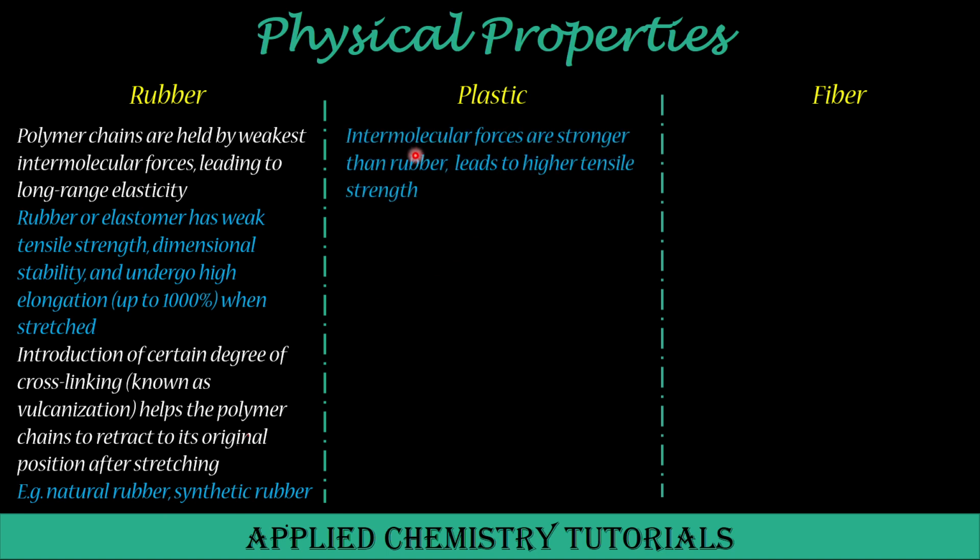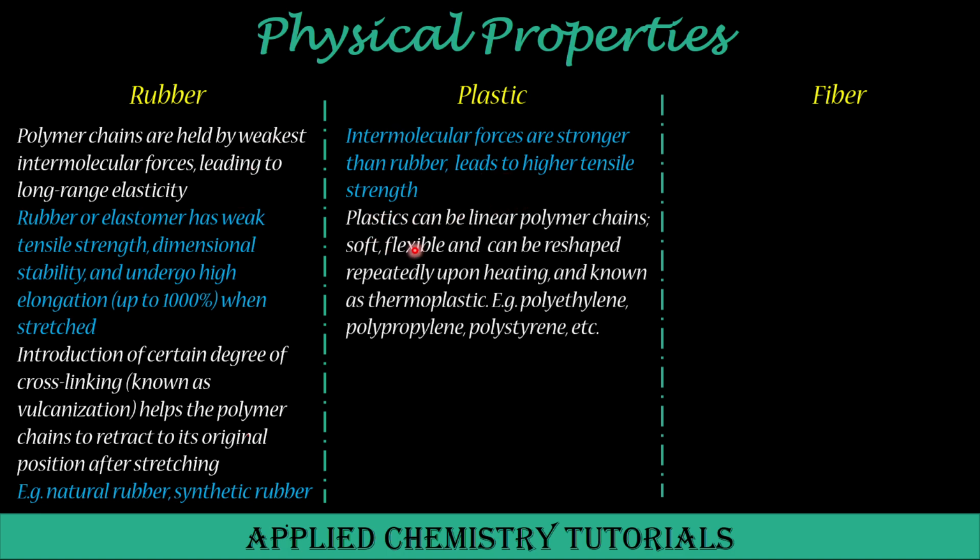Then plastic, its intermolecular forces are in between rubber and fibers. It is stronger than rubber and it also has higher tensile strength than rubber. Plastics can be linear polymer chains, soft, flexible and can be reshaped repeatedly upon heating and known as thermoplastic. Examples are polyethylene, polypropylene, polystyrene, etc.